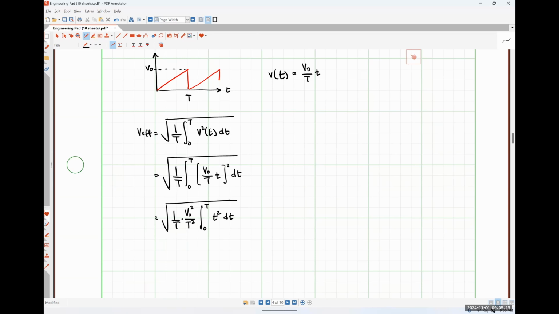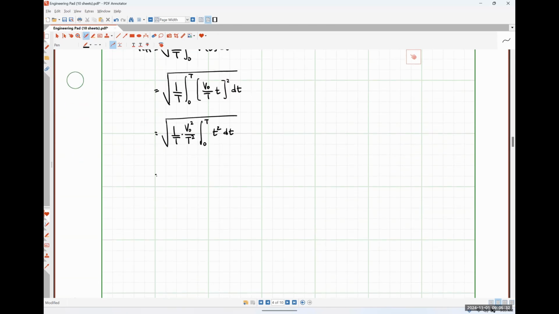Just pulled my constants outside of my integration. What's the integral of t squared? 1/3 t cubed, right? So just combining things here really quickly, I would have V naught squared over capital T cubed, and then I'm going to have 1/3 of t cubed evaluated at capital T and 0.